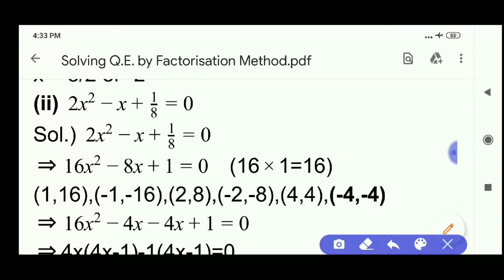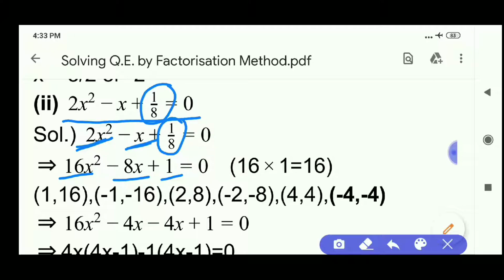The question is 2x square minus x plus 1 by 8 is equal to 0. Observe here, it is 1 by 8. So multiply each term with 8. It becomes 8 into 2, 16x square minus 8 into x, minus 8x. Multiplying 1 by 8 with 8, it becomes 1. And 0 into 8, yes, it is 0. Now, the quadratic equation became 16x square minus 8x plus 1 is equal to 0.